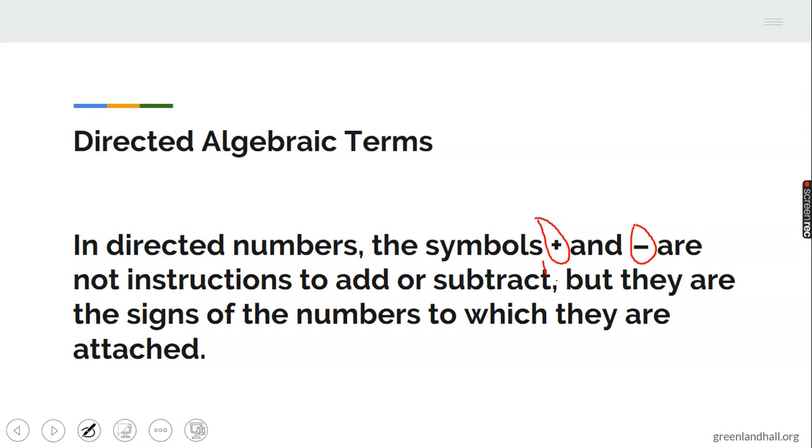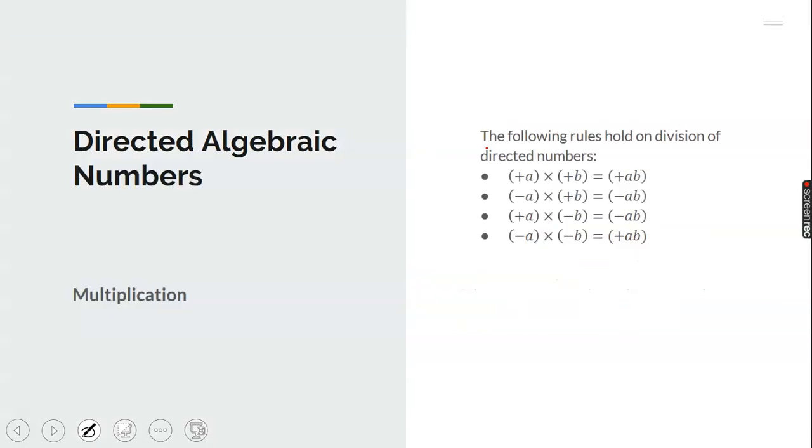In our last class, I made mention of something, that a number that stands in its free state always carries a positive sign. If you just have 9, 9 stands as positive 9. So the sign is attached to the number. So let's continue. Now we have directed algebraic numbers and we'll be looking at multiplication.